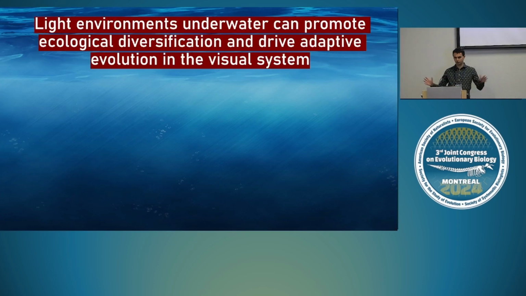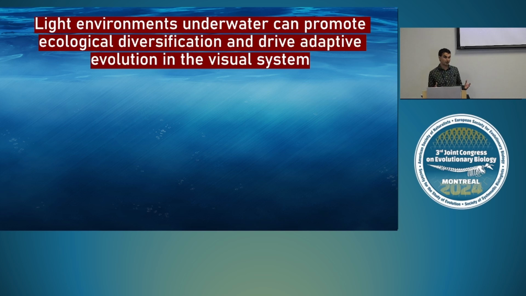So if you look across planet Earth, we know that habitats that are more complex and more heterogeneous tend to harbour more species, and that's because of a greater number of ecological dimensions by which species can partition themselves in these habitats and form niches.